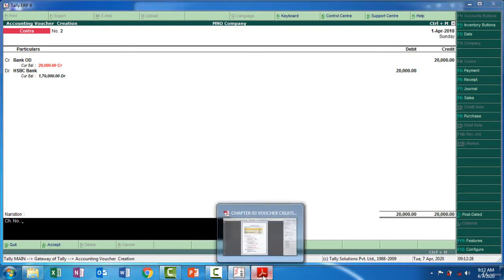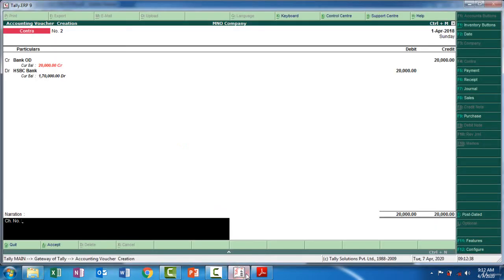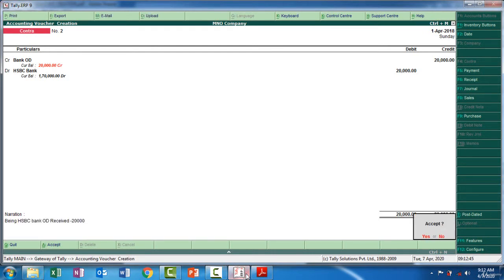So the narration is being HSBC bank OD received 20,000, right? So we have to type here being HSBC bank OD received 20,000. Just enter and accept yes.